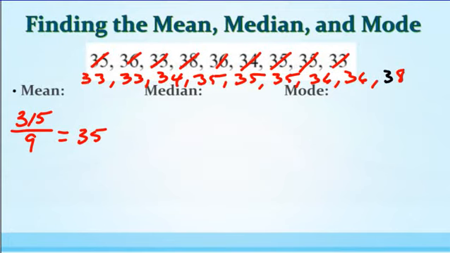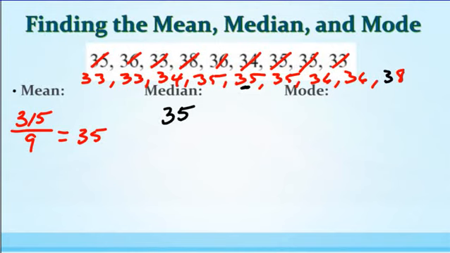Now to find the median. The median is the middle number when you put them in order from smallest to largest. So that's why I put them in order from smallest to largest first. Since we have 9 numbers, we know that the middle number is going to be the median. So that's going to be our 5th number. So 1, 2, 3, 4, 5. This is our median. So the median would be 35.